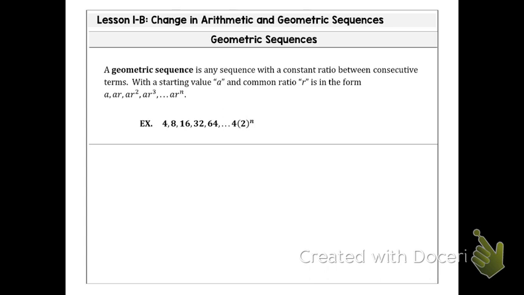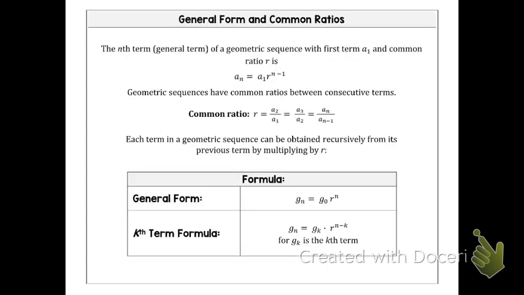our first term is A, so it's 4. And then each time we're multiplying by 2, so that is our R, that's our common ratio, so that's where we got our 4 times 2, and it's raised to the n. All right, so the general form and common ratios.